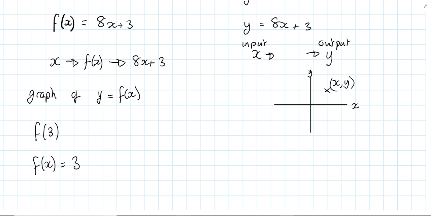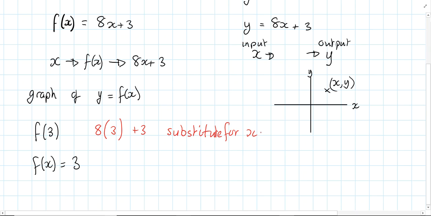If f(x) equals 8x plus 3, what does f(3) mean? It's 8 times 3 plus 3. So it's 24 plus 3. So that is when we substitute 3 for x. Okay, so you'll notice that the f of x now has a 3 instead of the x. So you are substituting 3 for where the x would be.